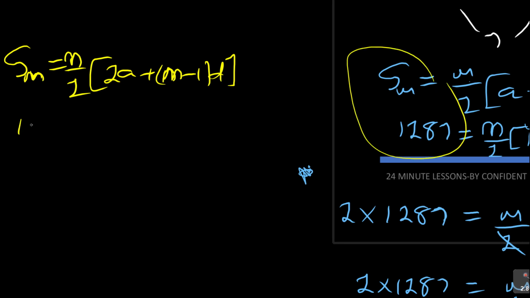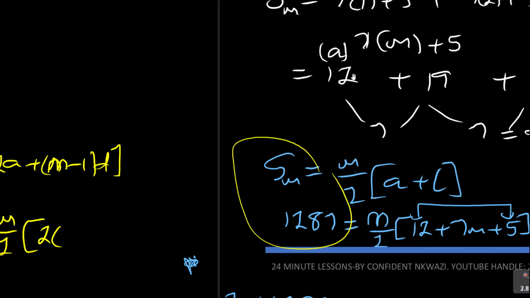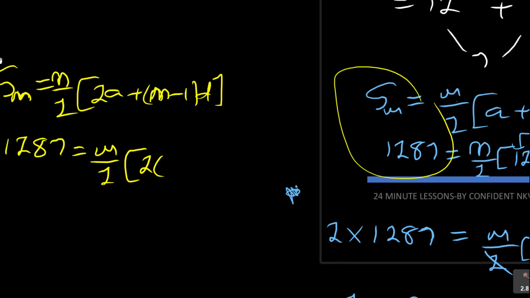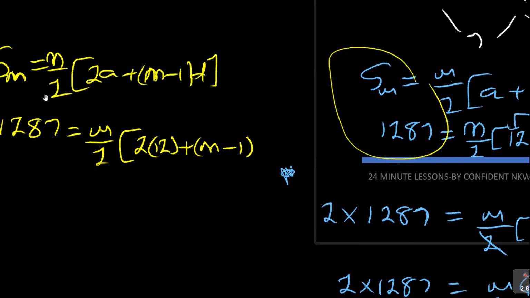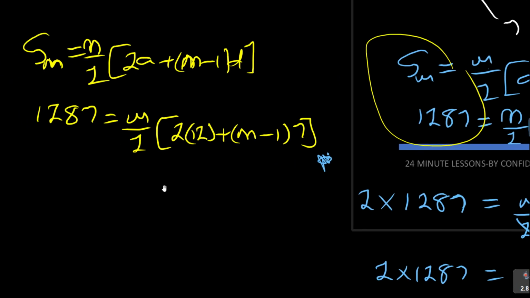So you're going to say 1287 is equal to m over 2, and then 2a. What was the first term? Our first term was 12. So we multiply that by 12 plus m minus 1, and then d. We got our d was what? We said our d was 7. Are you seeing that? So it's the same thing, same approach.